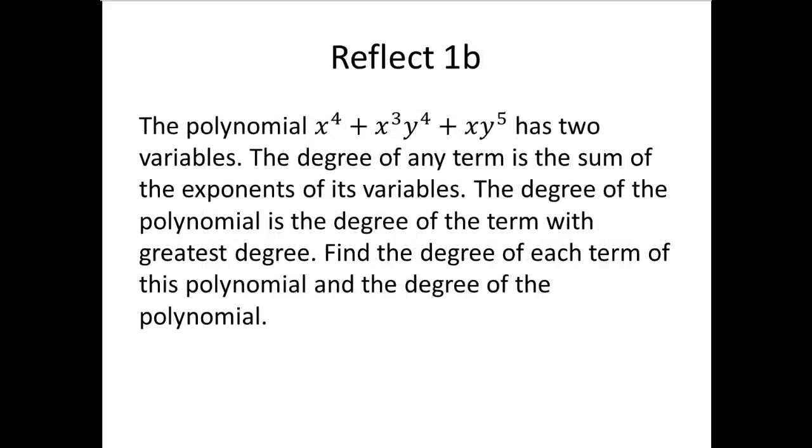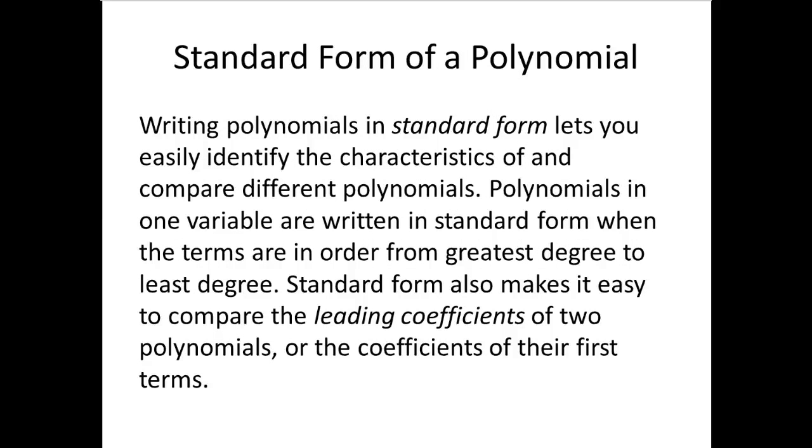Okay, so one way that we can write a polynomial is called standard form, and what it allows us to do is easily identify the characteristics of and compare different polynomials. Polynomials in one variable are written in standard form when the terms are in order from greatest degree to least degree. You're going to see examples of this. Standard form also makes it easy to compare the leading coefficients of two polynomials, or the coefficients of their first terms.